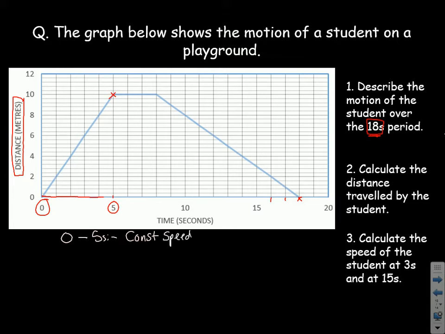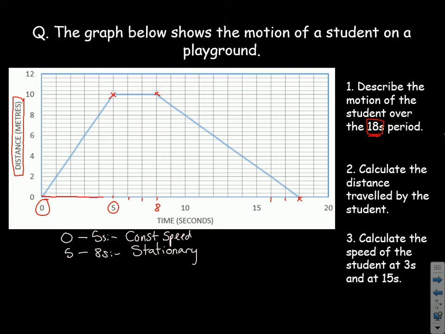Next then, what about for the next few seconds? Let's put a cross there just so I can separate it. So from 5, 6, 7, 8 seconds, so from 5 to 8 seconds, the object's distance isn't changing as time goes by, therefore the object must have stopped. So the object is stationary.